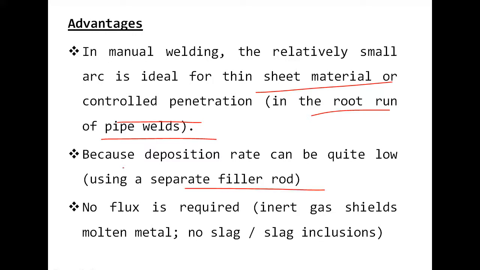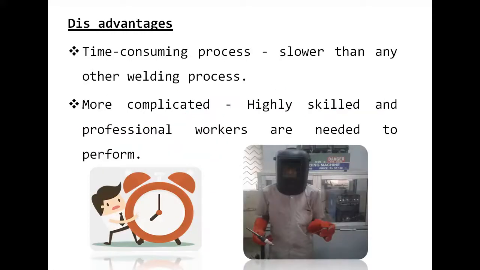This is one of the drawbacks, but it helps to complete the task for thin sheets. No flux is required because we use filler wire and inert gases, so it is not possible to produce slag inclusions. If the tungsten tip accidentally touches the workpiece, it will produce what is called tungsten inclusions. This is one of the defects.